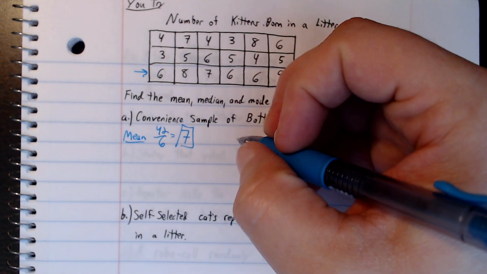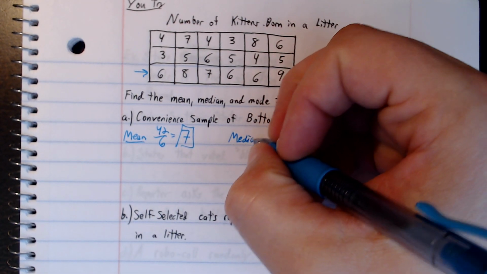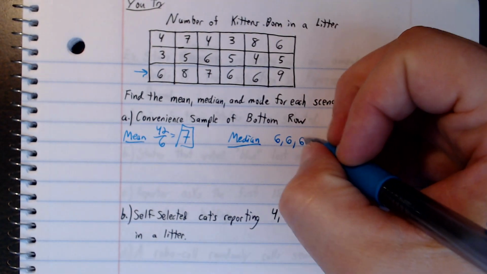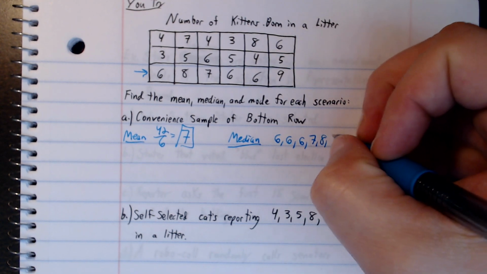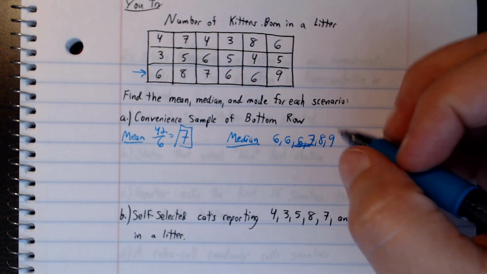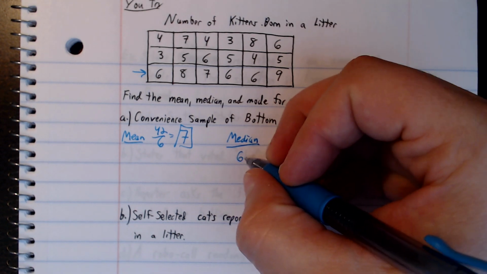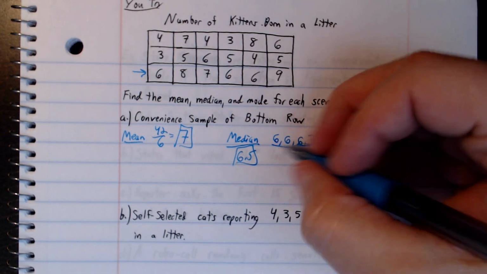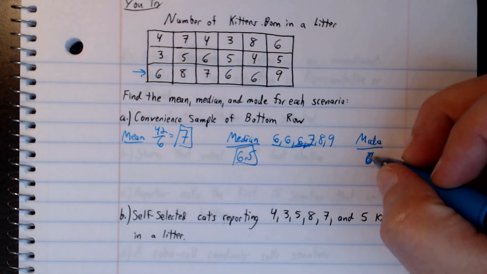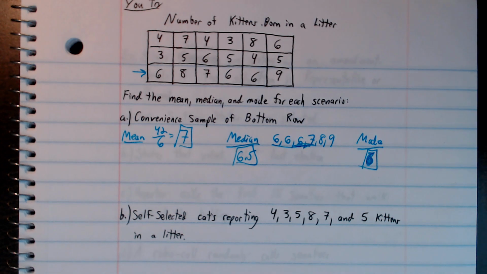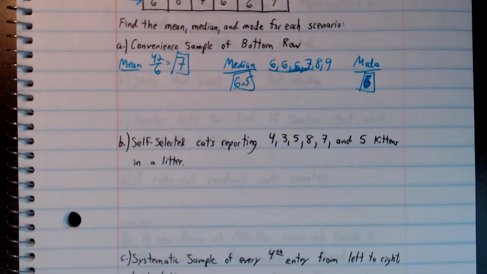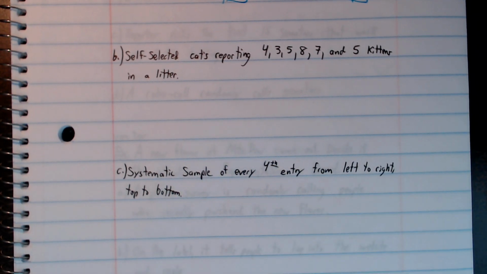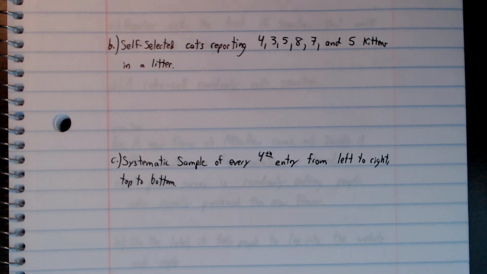That sounds reasonable. Median. All right, we've got to put these all in order. The middle two numbers are 6 and 7, so halfway through would be 6.5. And then mode, 6 shows up 3 times. Oops. So 6 is your mode. Okay, there's another one here too, so if you wanted to pause the video and do this one real quick before I do B and C out.